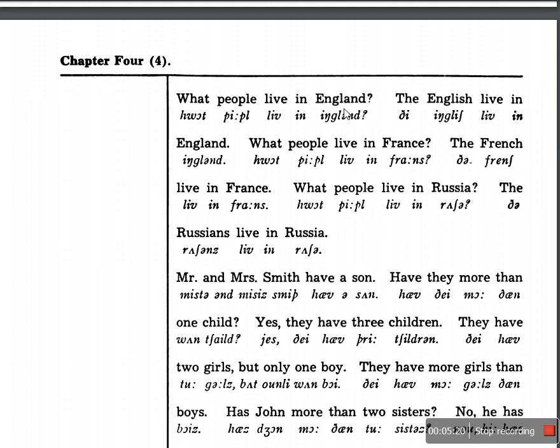What people live in England? The English live in England. What people live in France? The French live in France. What people live in Russia? The Russians live in Russia.